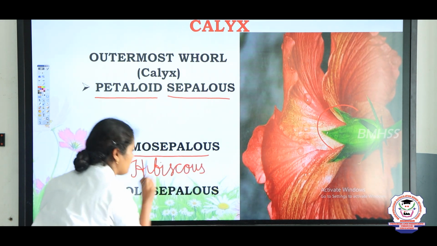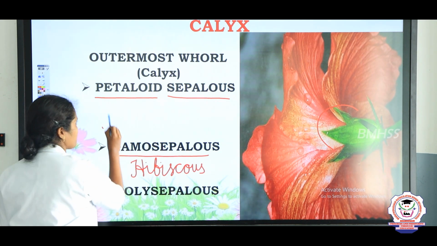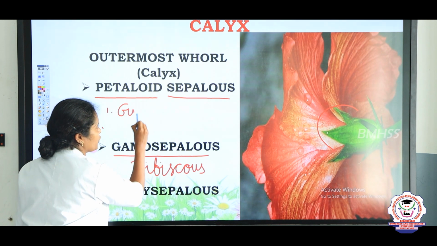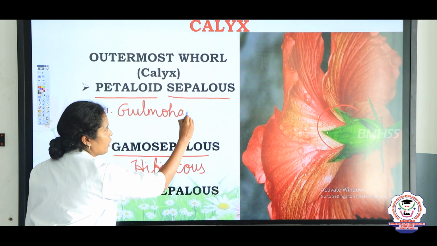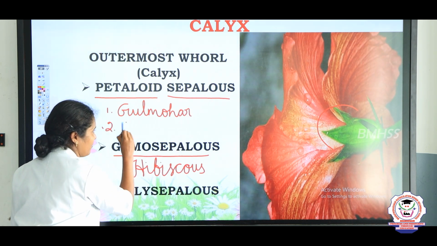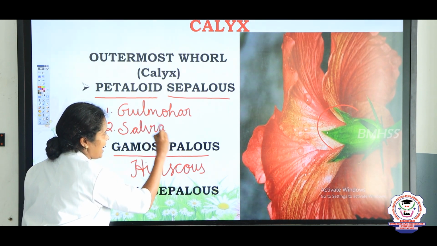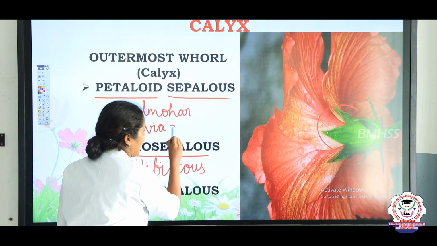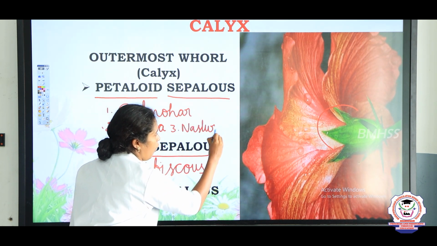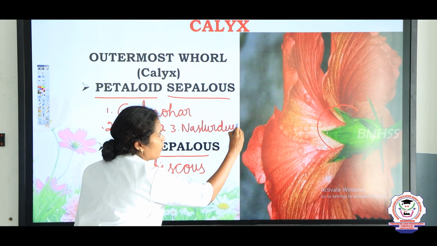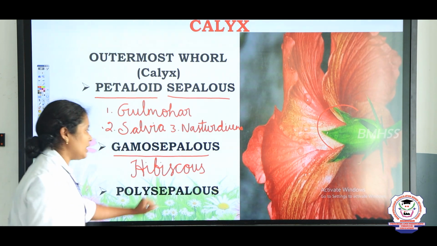Hibiscus. Okay, and what are the examples of petaloid sepals? Three examples, no? First one, gulmohar. And the second one, salvia. And the third one is nasturtium. Okay children, let's see the third type, polysepals.